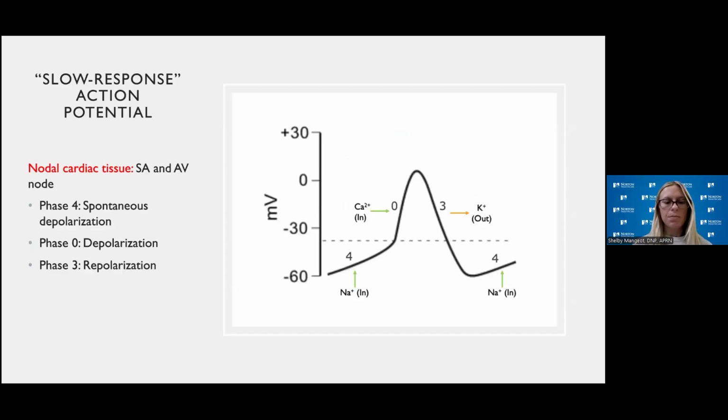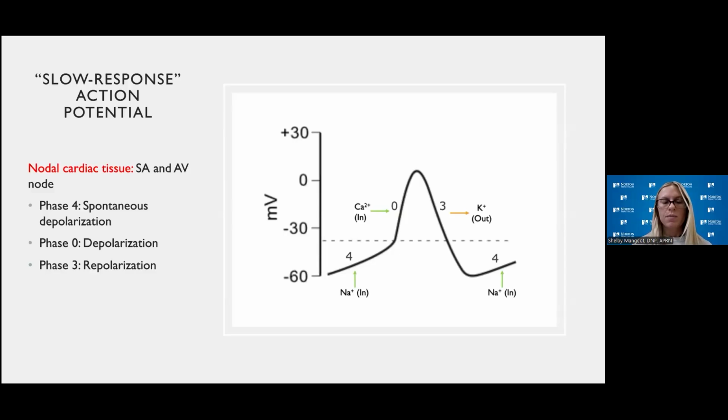The next action potential that you see here is the slow response action potential, and this specifically occurs in nodal tissue, such as your SA node, your AV node, and so forth. These cells consist of modified myocytes that lose their ability to contract and instead become capable of spontaneous and automatic action potential generation. So it is what initiates the electrical impulse.